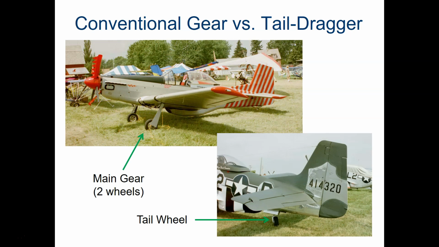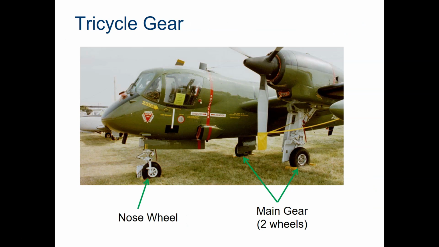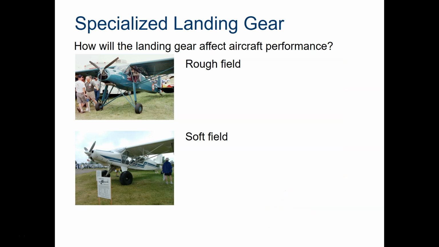tail wheel. If we look at a tricycle gear, we see that there is a nose wheel and main gear. Notice that main gear is still 2 wheels, and then a nose wheel that in this case does have a type of Oleo Strut and probably has the ability to pivot and rotate around. This isn't the only configuration, and often with larger aircraft, you're going to find that you need more and more wheels. You may even find that the type of landing gear is really important based on where you're landing, and that the performance of the aircraft isn't just how it performs in the air.